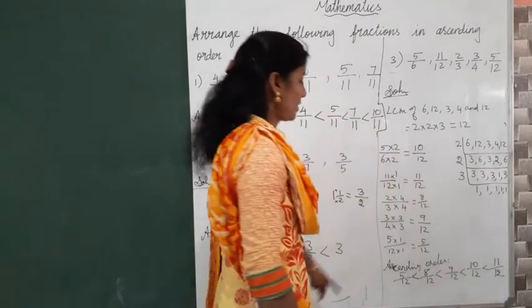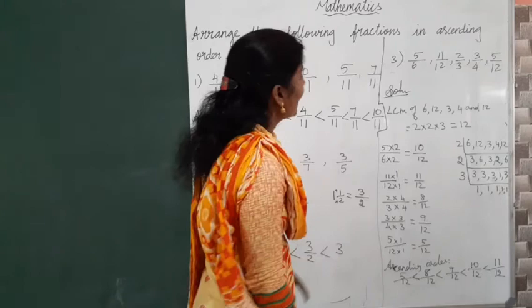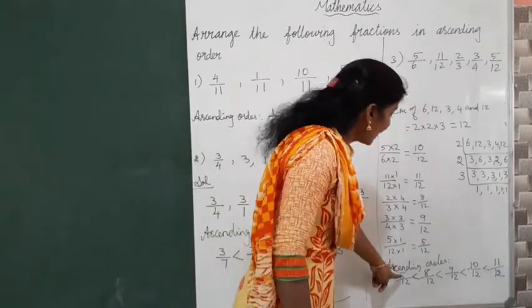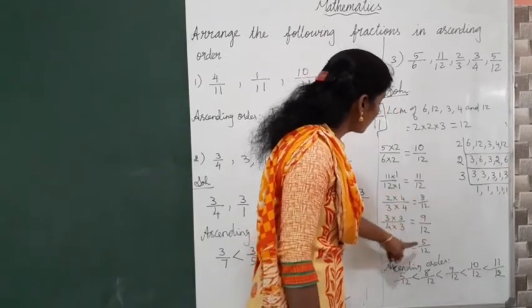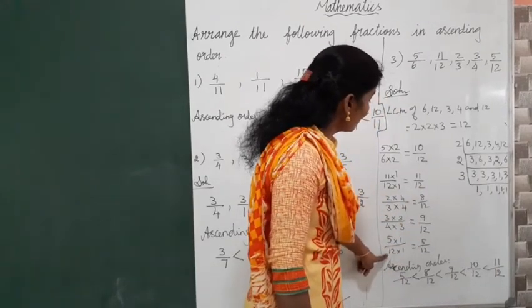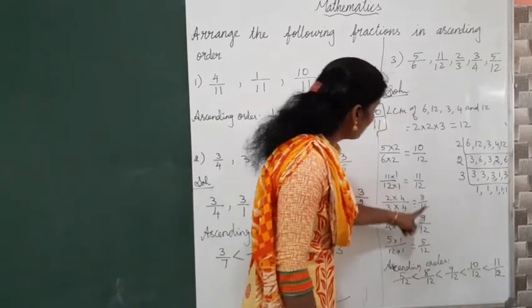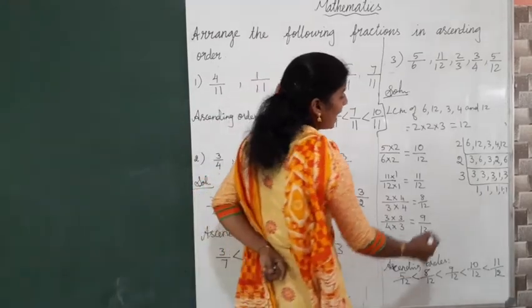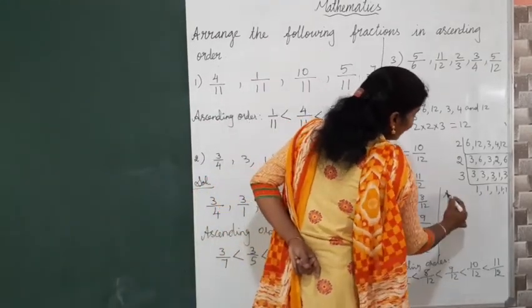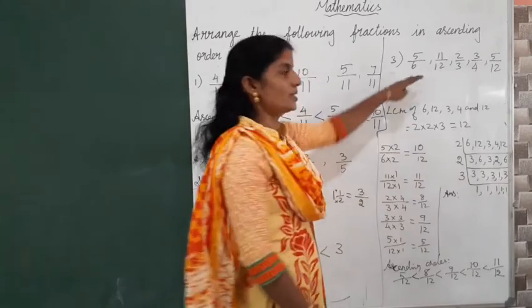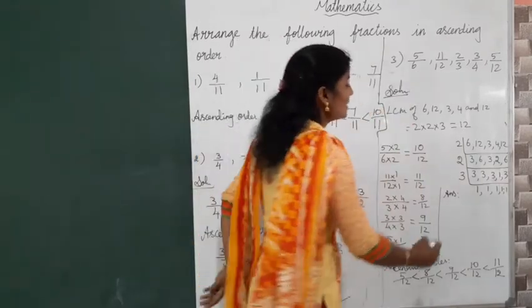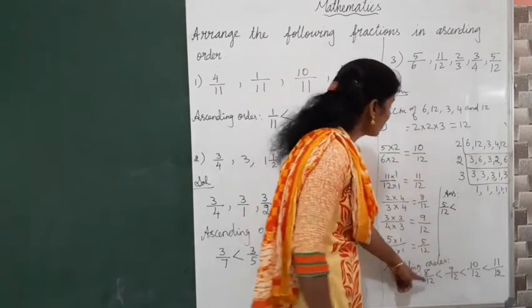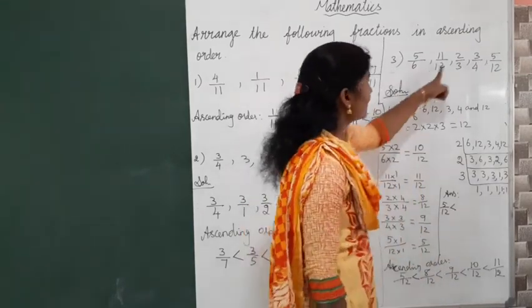11 by 12. Okay. Now we can arrange the question. Isn't it? 5 by 12 stays 5 by 12. Then 8 by 12 means 2 by 3. So we can write the final answer using the original question. 5 by 12 is less than 8 by 12, and 8 by 12 means 2 by 3, isn't it? 2 by 3.